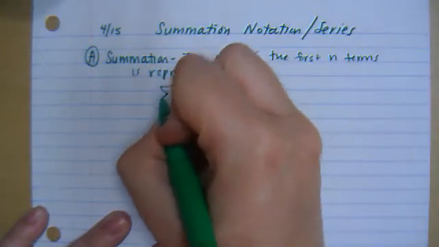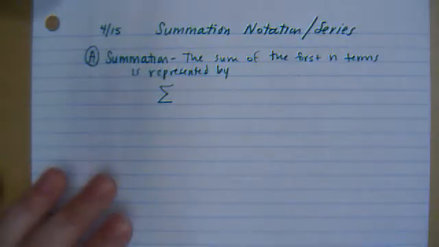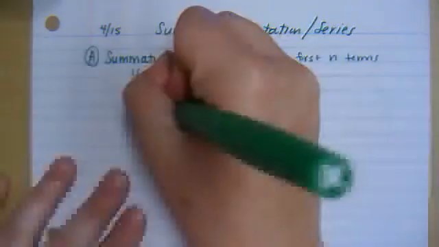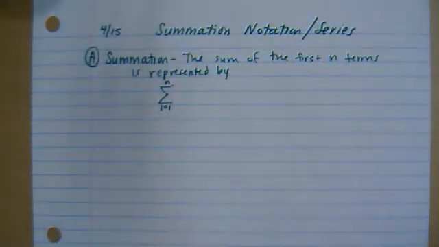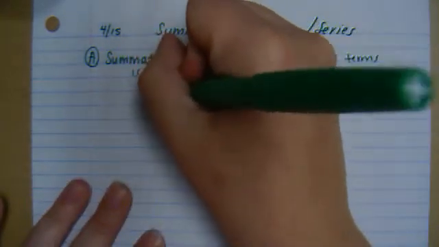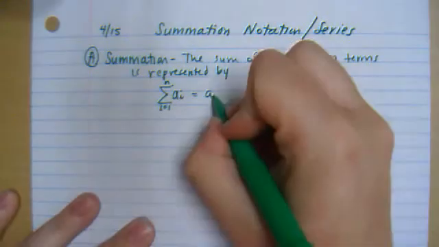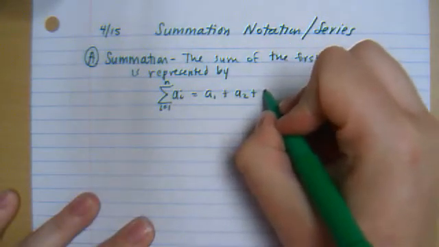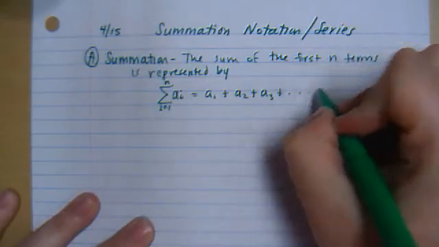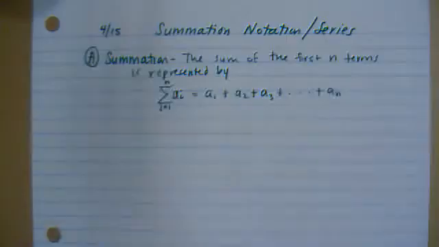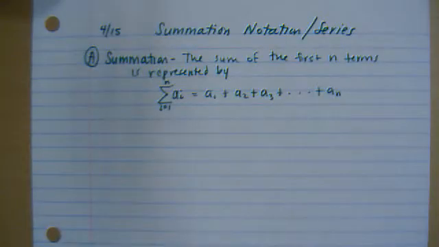So I have this Greek symbol, sigma, and at the bottom I have i equals 1, so that basically tells you where you're starting, and then at the top is n, so that tells me where I'm ending. So a sub i, that gives you whatever your function is. We take a1 and we add it to a2 and we add it to a3, and we keep adding until we get to however many terms n is.